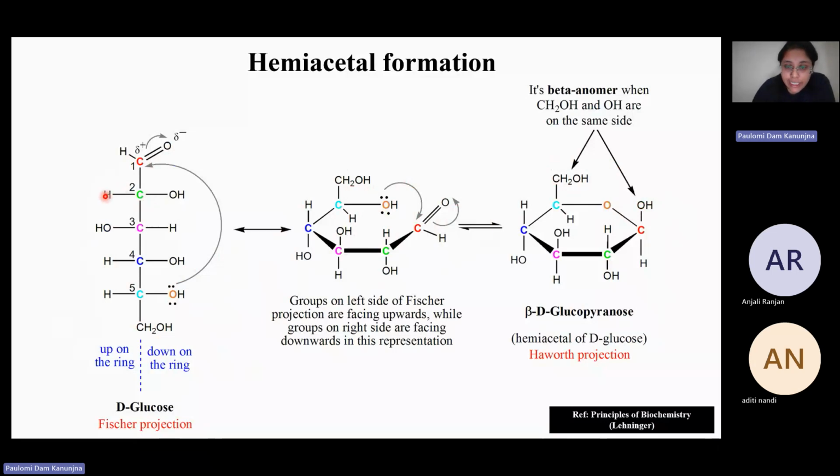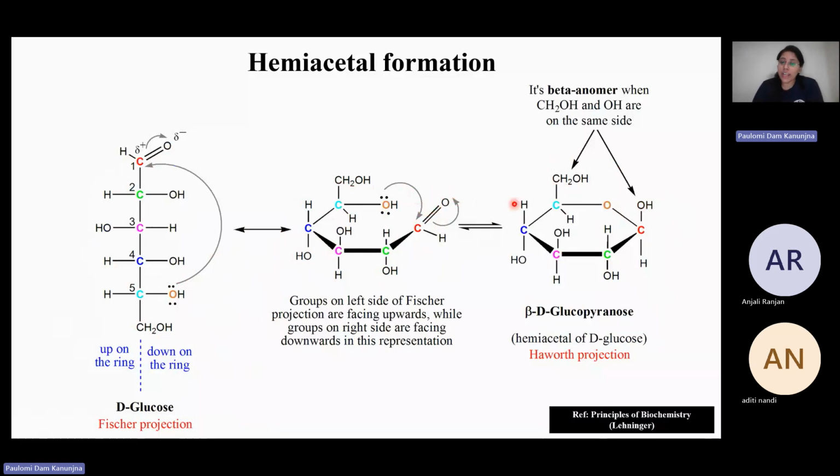Second one has H. This H should move up in the ring. So H has gone up, OH has come down. Third carbon, OH on the left goes up, H goes down. Fourth, H on the left, H goes up, OH comes down. Fifth, however, because of the rearrangement, CH2OH goes up, H comes down. And then when you go to the first one, this OH comes up and H goes down.